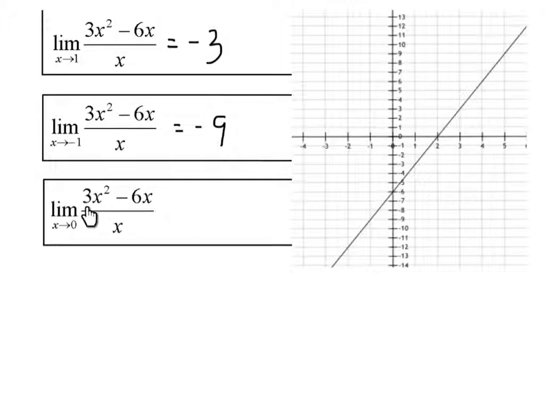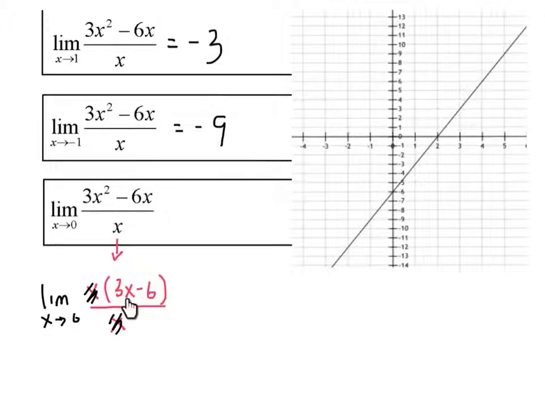Well, in this next one, if I plug in 0, 3 times 0 squared minus 6 times 0, I get 0 divided by 0. Well, that doesn't work. We get something undefined. We get a hole in the graph. Well, let me just do a little bit of algebraic manipulation. Let me pull an x out, x on the bottom. And again, these cancel because x divided by x is 1. Now, let's try and plug in 0 again. So we get 3 times 0 minus 6 is negative 6. I'm going to write that down.